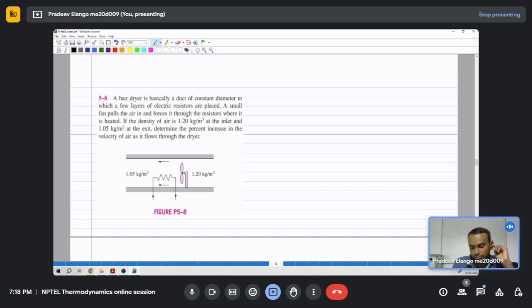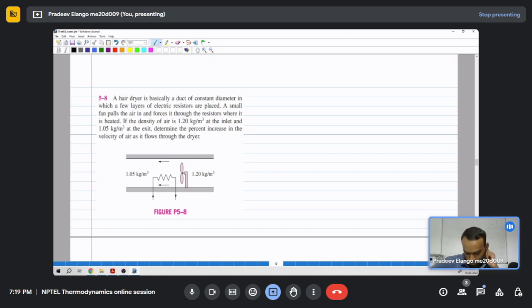Next problem, we have a hair dryer, which is basically a duct of constant diameter in which a few layers of electric resistors are placed. A fan pulls the air in and forces it through the resistors where it is heated. If the density of air is 1.2 kg per meter cube at the inlet and 1.05 kg per meter cube at the exit, determine the percentage increase in the velocity of the air as it flows through.